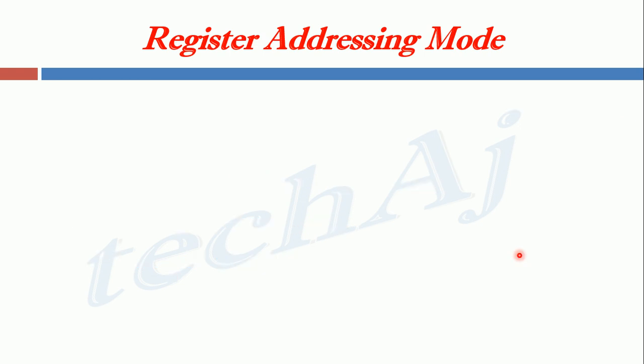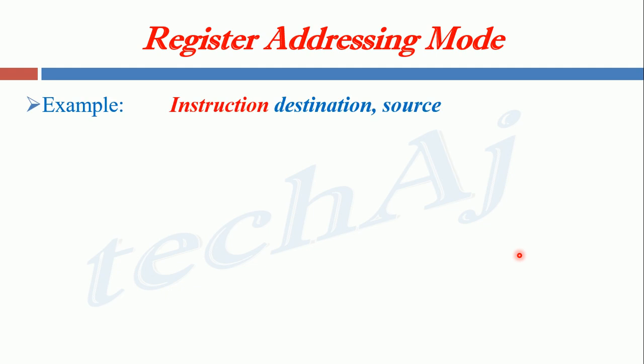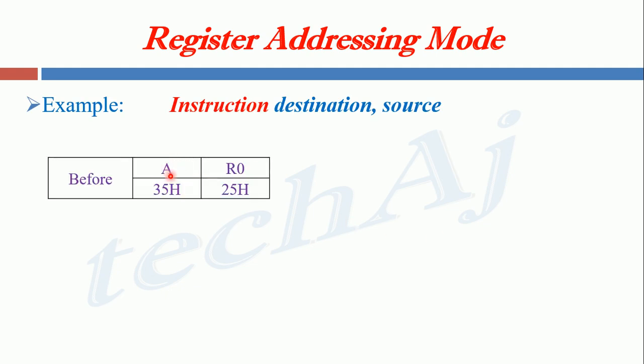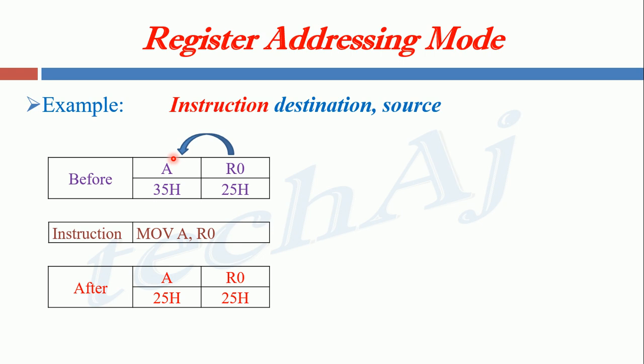Let's see an example of register addressing mode. Suppose initially the accumulator has the value 35H and register R0 has the value 25H. If we execute the instruction MOV A, R0, and compare it with the format, we understand that the accumulator is the destination operand and R0 is the source operand. So after execution, the value of R0 is copied into register A, and we get the accumulator with the value 25H.